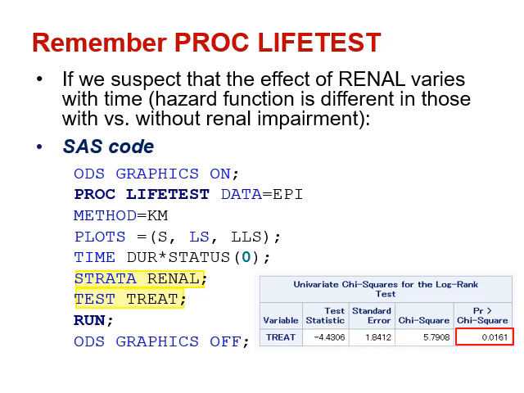So remember when we did the PROC LIFETEST for Kaplan-Meier, we were testing for treatment, and we were stratifying on renal function because the hazard function was different in those with and without renal impairment.